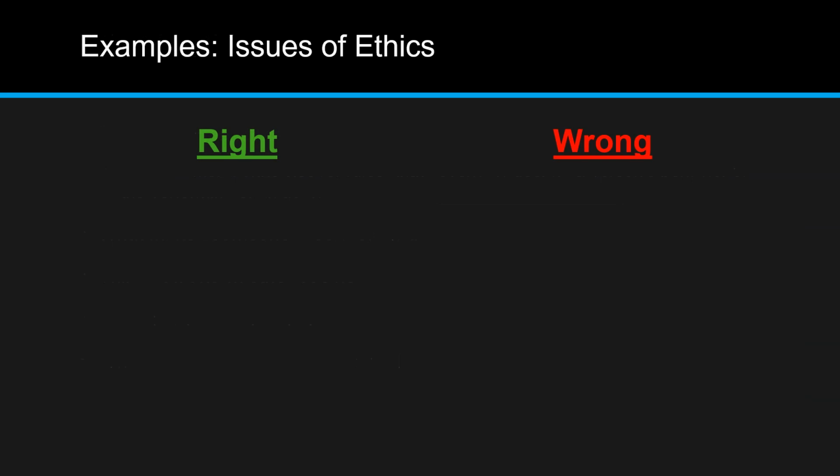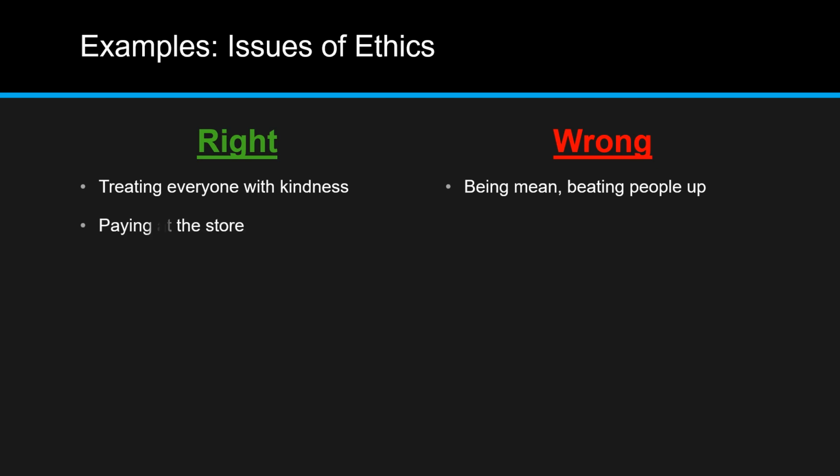Let's go over some specific examples of ethical issues, things that we can consider right and wrong. The right thing to do is to treat everyone with kindness and respect. The wrong thing to do is to be mean, beat people up, or harm them in other ways. It is morally wrong to hurt people on purpose. Another right thing to do is to pay for things at a store or restaurant when you want things. The wrong thing to do is to steal or shoplift items that you want. You need to pay for things that you want. It is morally wrong to steal.